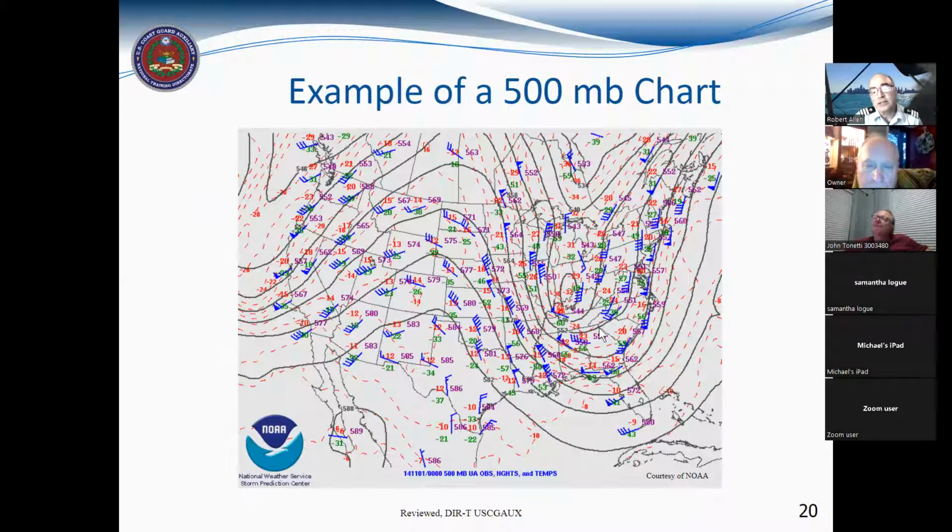In this case, you can tell there's an enclosed low right here, and look at the temperatures, -32, about the coldest temperature you can see on here. That's going to indicate some low pressure happening at the surface.